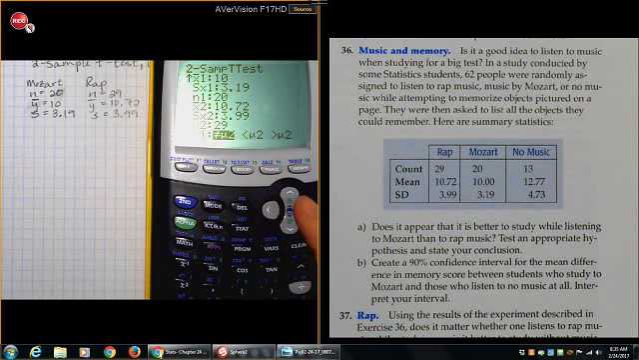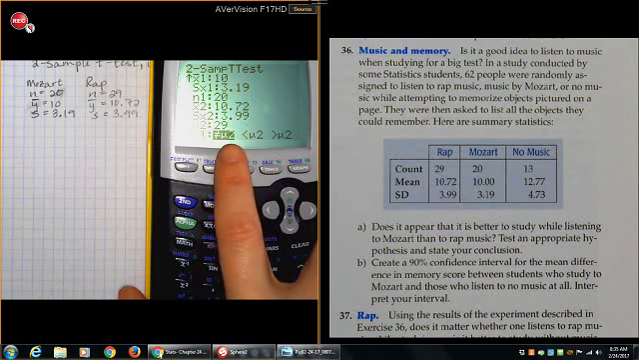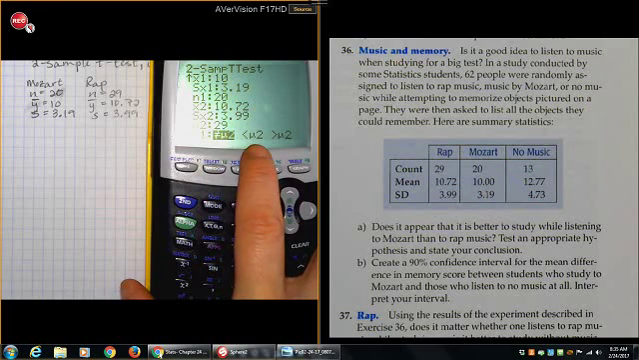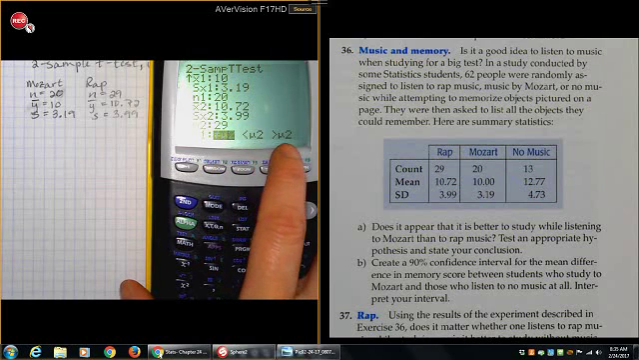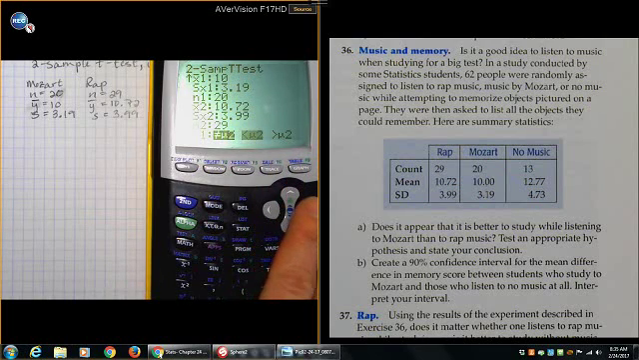For our hypothesis, we have three different options here. This one is that they are not equal. That one is that group 2 is greater than group 1, so the rap group is greater than the Mozart group. And the alternative here is that the Mozart group is greater than the rap group, and that was what it was asking: does it appear that it's better to study while listening to Mozart than to rap? So that is the one that we're going with.